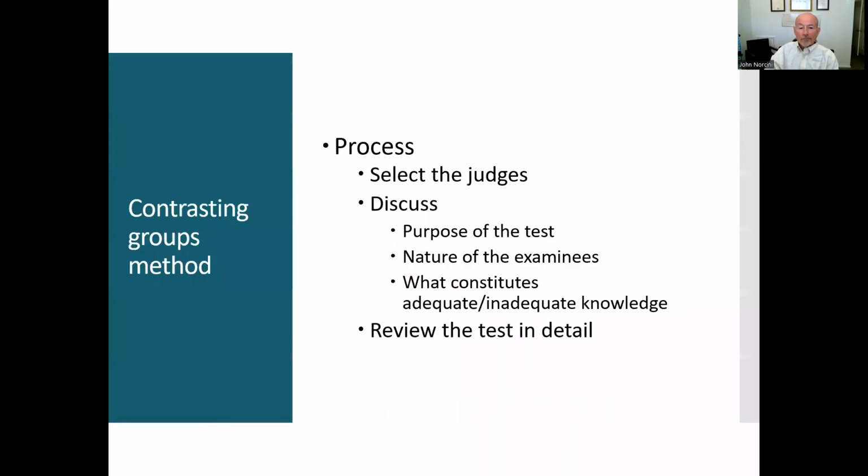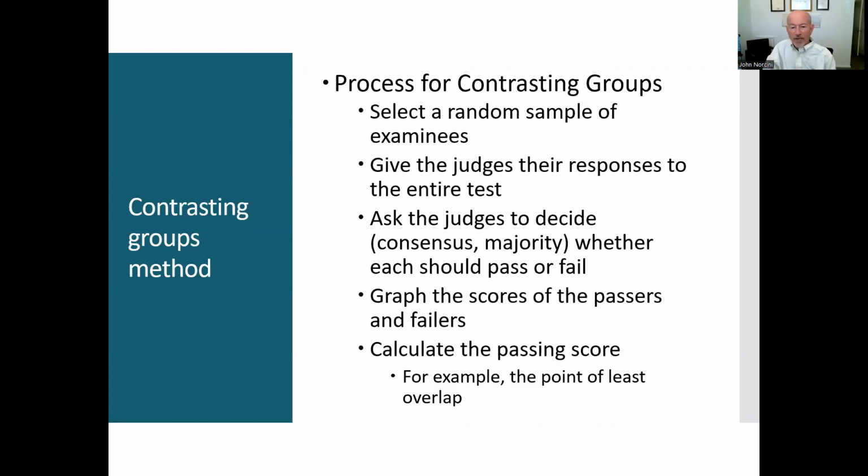All right. So let's talk about contrasting groups. This has been used quite a bit, and we'll talk a little bit about methods that are based on this, especially with OSCEs. But as was just said, in this setup, you're going to be selecting a random sample of examinees, or something like a random sample. And you're going to be giving the judges the individual test booklets of examinees, and they're going to make judgments about whether there's a pass or a fail on each of these.